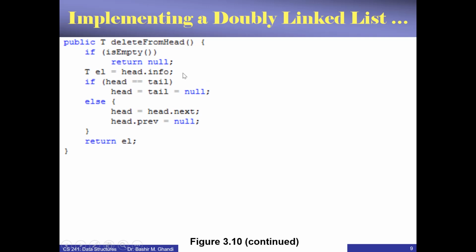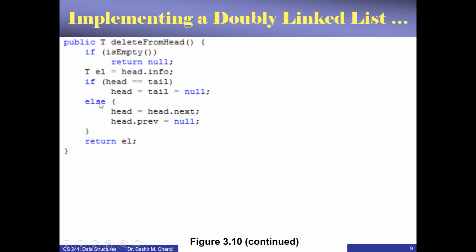Now, deleting the node, it depends. If it is the only one, then again there is no difference with what we did with singly. Simply empty the list by setting head equal to tail equal to null. At this point, if you wish, you can call the clear method to do it, because this is exactly what clear will do.